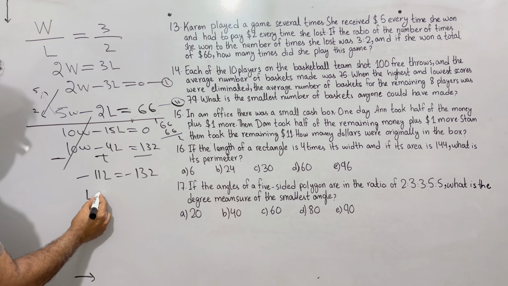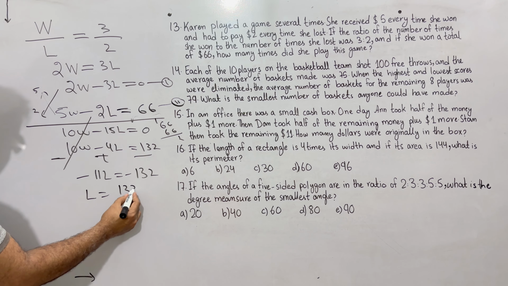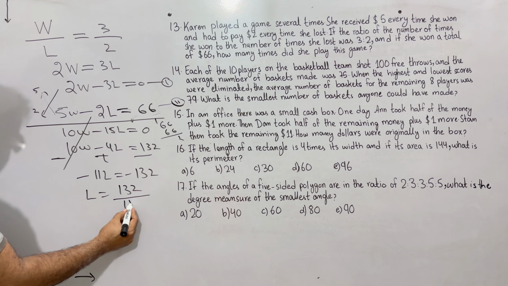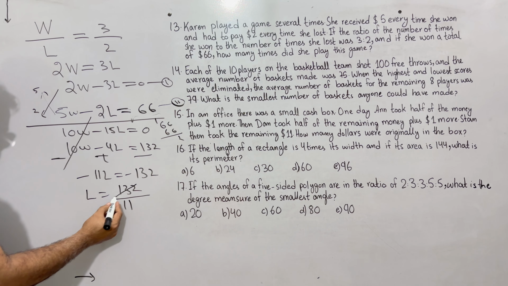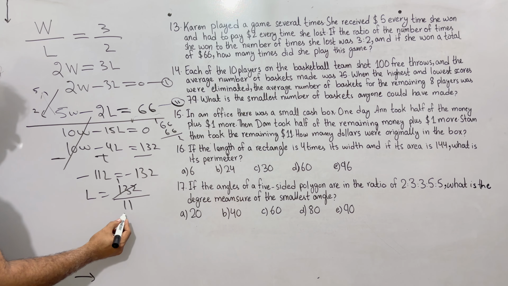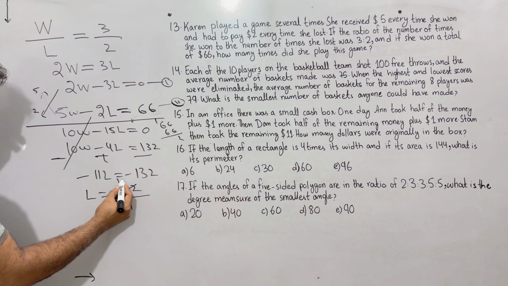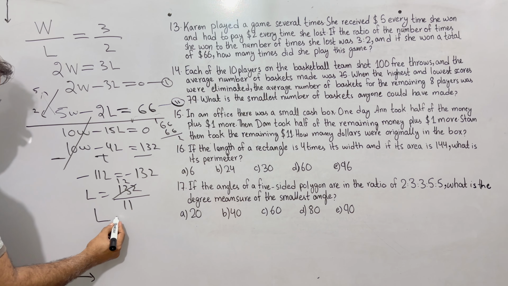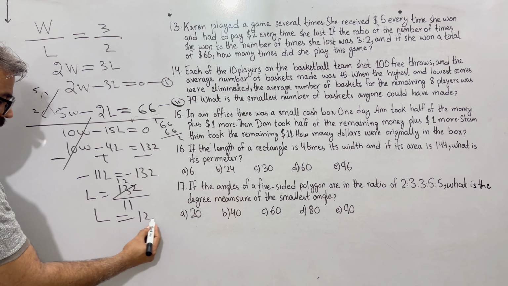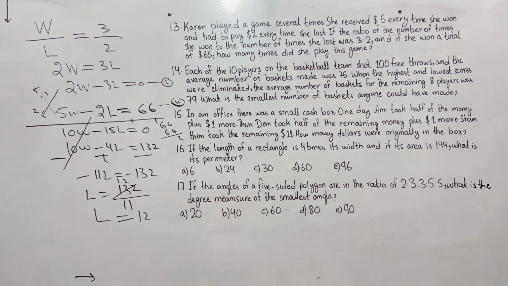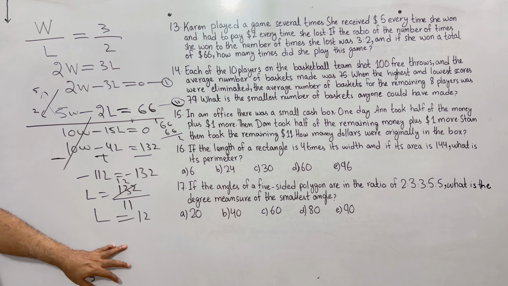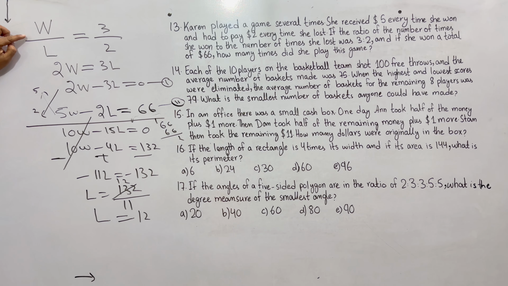Solve for L. We are going to have 132 divided by 11. Applying the table of 11, 11 times 2 is 22. So she has lost 12 times. She has lost 12 times. Put the value of L in any equation, and you are going to get the value of W, in whatever equation you want.